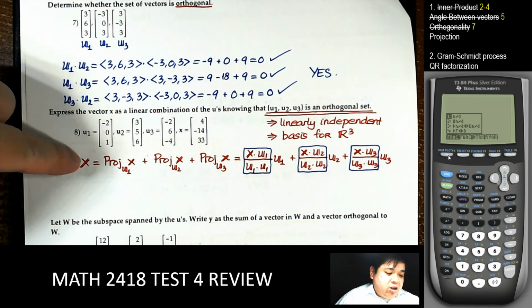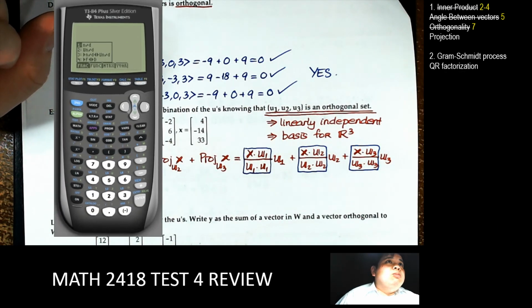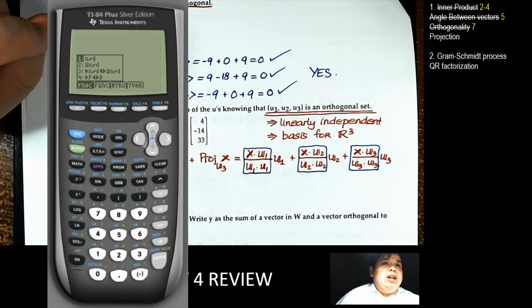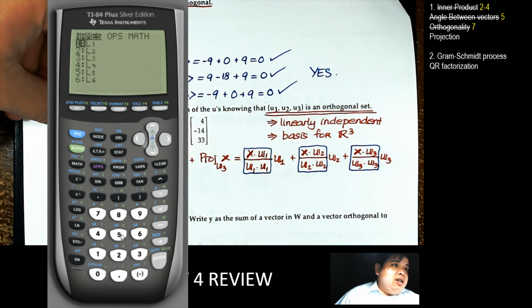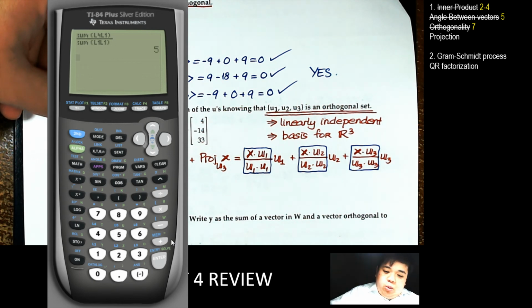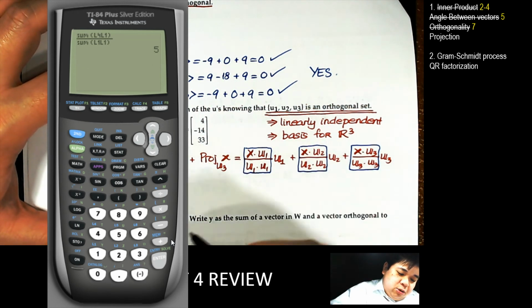Alpha y equals that fraction. Again, I'm going to put the calculator on the phone as big as we can. Fraction, need to sum first, second stat. Go here, option number 5. L4, which is x. L1, which is u1. Stat. And L1. That is 5. So if you do that, that's going to be 5.